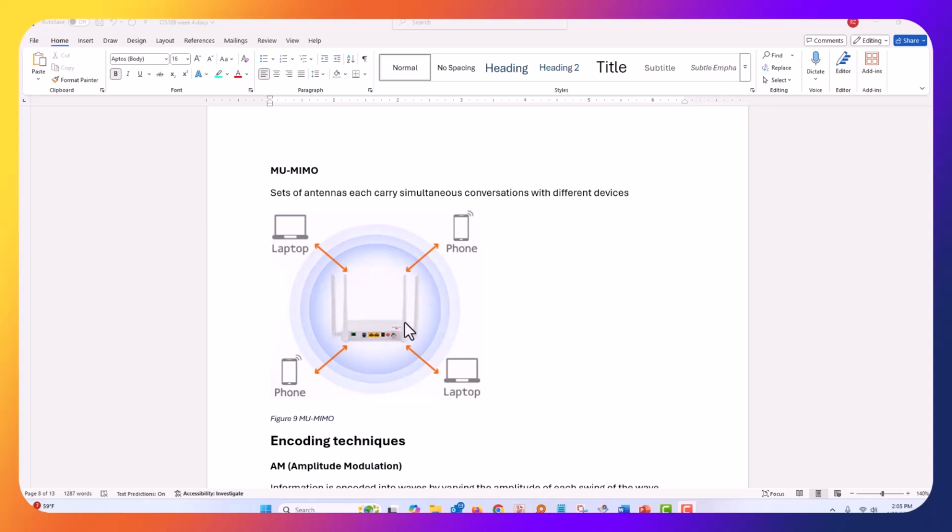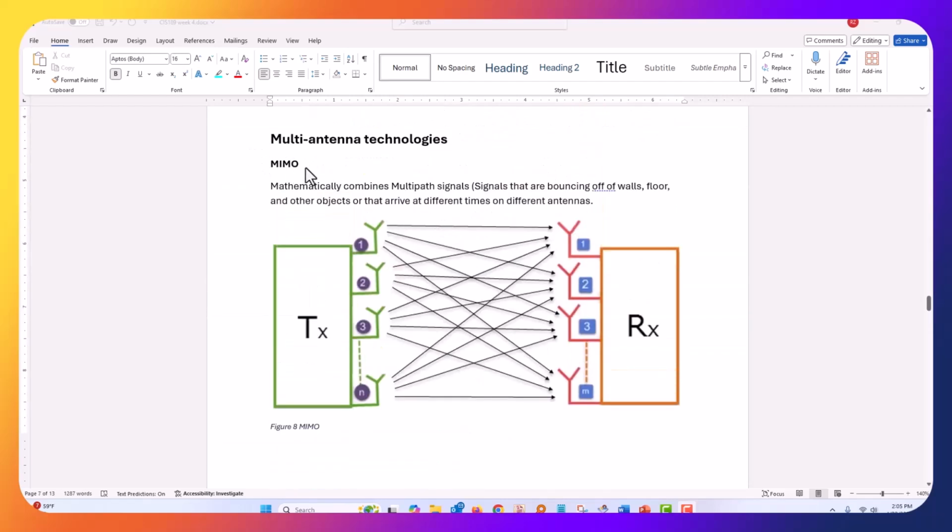So essentially, this is like multiple routers, if you will, although they're all operating on the same SSID. So that's MU-MIMO. Sometimes you'll see SU-MIMO as well, and that just means single user MIMO, and that would be the same as MIMO.